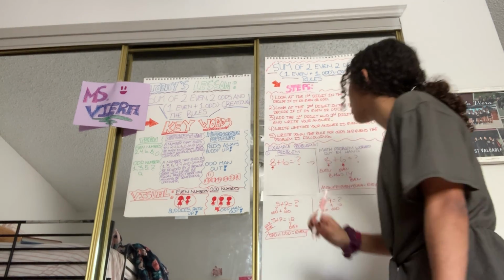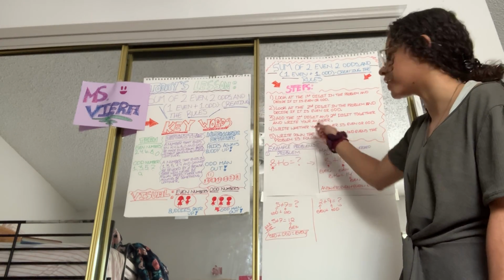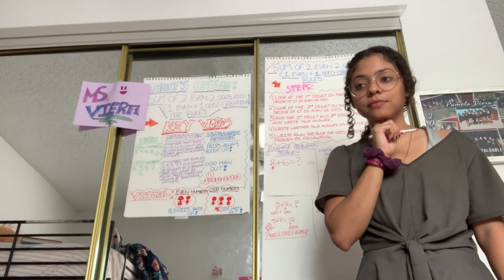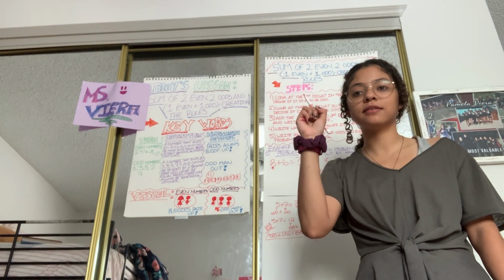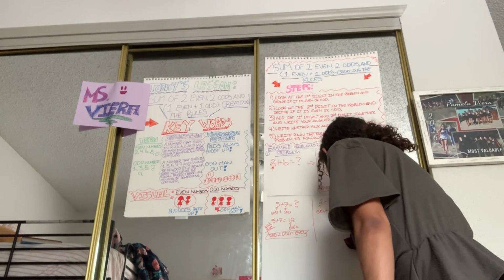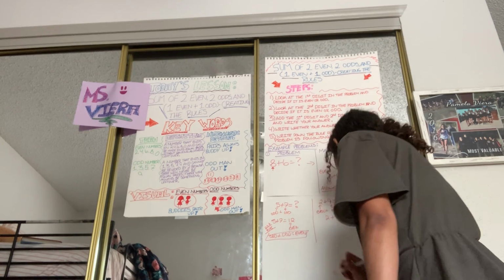Our third step said, add the first digit and the second digit together and write your answer. 2 plus 9 is what? Count it out. Yes, 2 plus 9 equals 11.